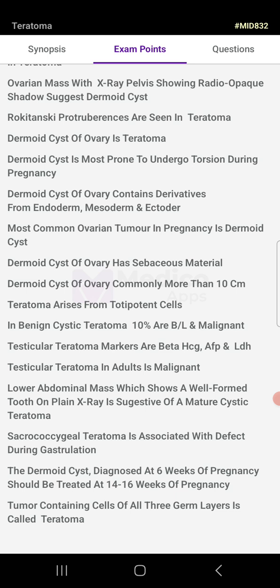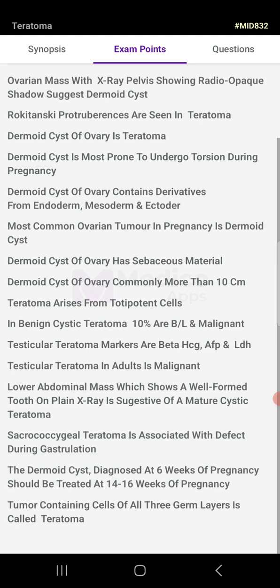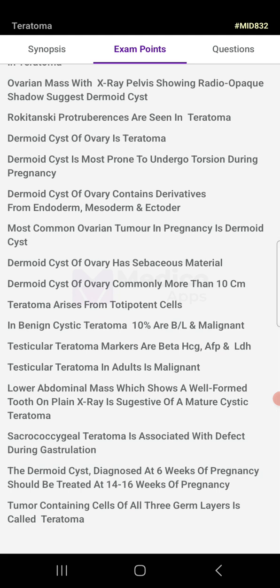A teratoma in the adult is a lower abdominal mass, and a well-formed tooth on the plain X-ray is suggestive of a mature cystic teratoma. Sacrococcygeal teratoma is associated with a defect during gastrulation. A dermoid cyst diagnosed at 6 weeks of pregnancy should be treated at 14 to 16 weeks of pregnancy. A tumor containing cells of all three germ layers is called a teratoma.